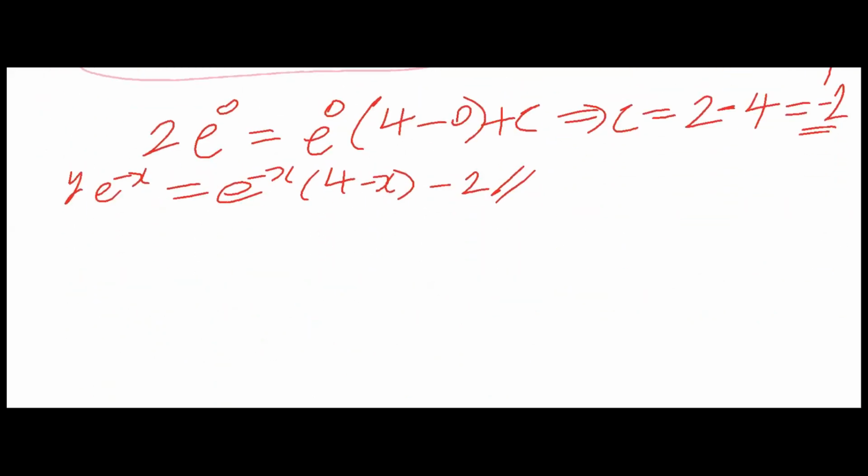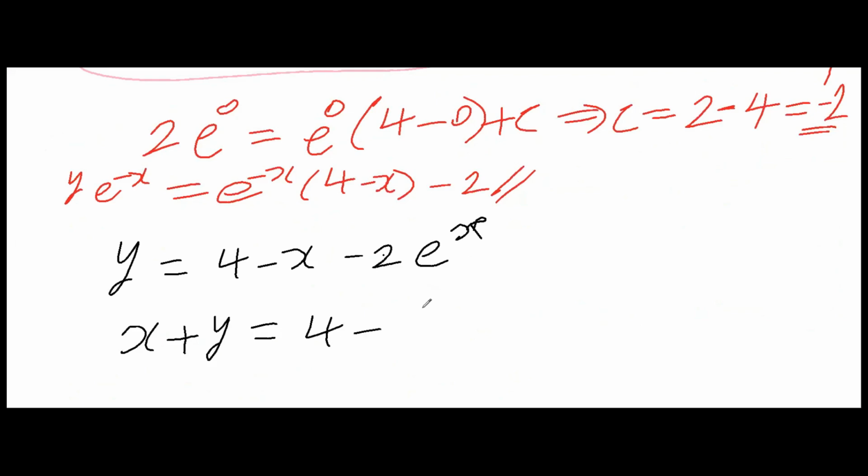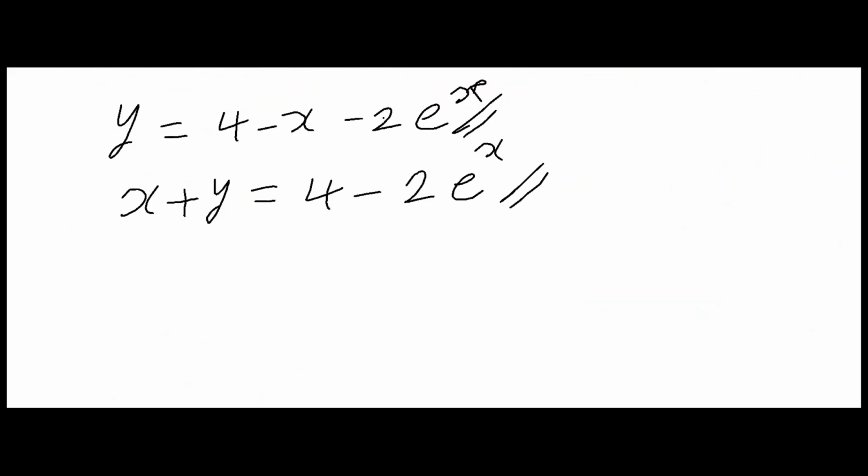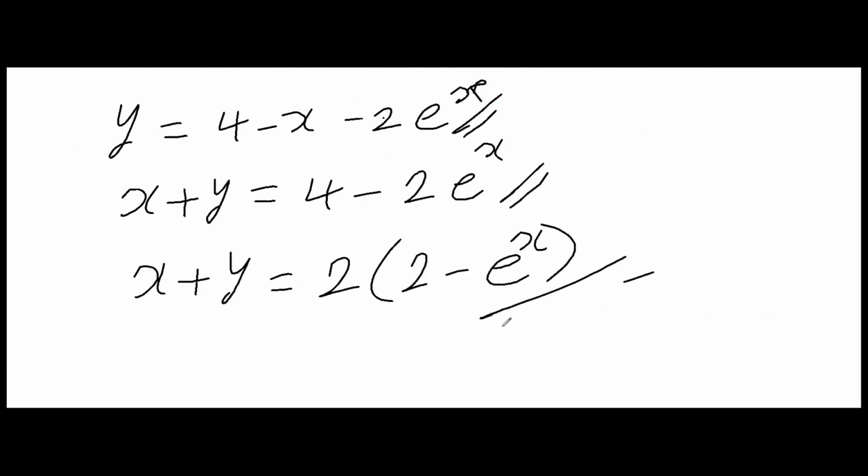Let me rearrange it properly. I'm going to divide by e to the power of minus x on both sides. So y is equal to 4 minus x minus 2 e to the power of x. Then this x I can transpose there, so I will get x plus y is equal to 4 minus 2 e to the power of x. This can be my answer. Even this can be my answer. Even the first one can be my answer. But if I take something common, I can take common 2 minus e to the power of x. This is my final answer. Got it?